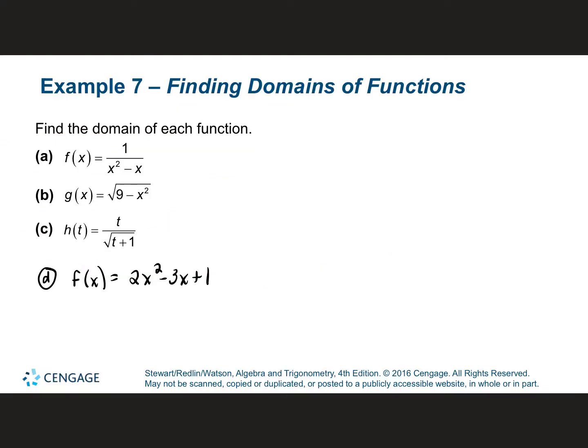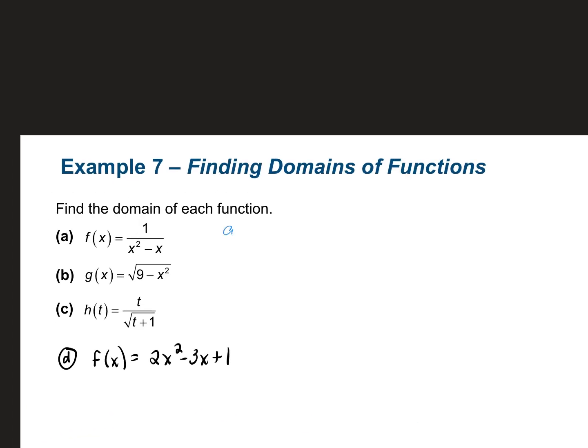Look at letter A. Go through the rules in your head. What is the problem? What rule are we breaking? 1, 2, or 3? Rule 1. There are variables in the denominator. So for letter A, you would say, okay, let's figure out what the domain is. I have to do what with the denominator? I set it not equal to 0. So x squared minus x cannot be 0.